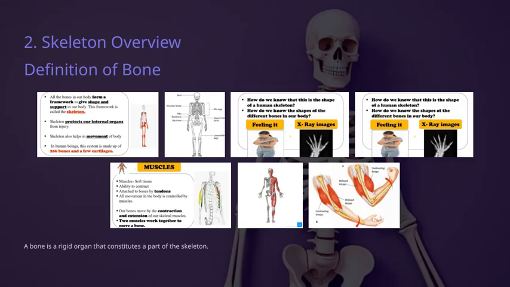First, we'll define what a bone actually is. A bone is a rigid organ, meaning it's solid and sturdy, that makes up part of our skeleton. Essentially, bones are the building blocks of our framework, providing support and structure to our entire body. Understanding this fundamental definition helps us see how bones fit into the bigger picture of our musculoskeletal system.